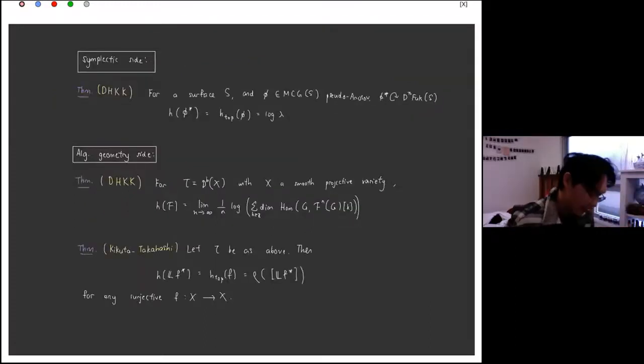Okay, and finally, there's also a result by Kikuta and Takahashi, which again shows that the entropy of some endofunctors actually agrees with the one that is induced on the topological side as well.